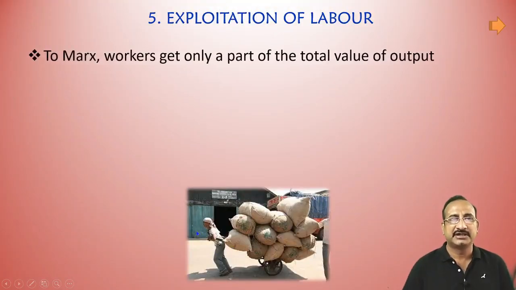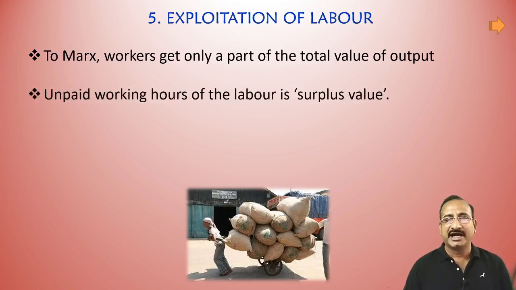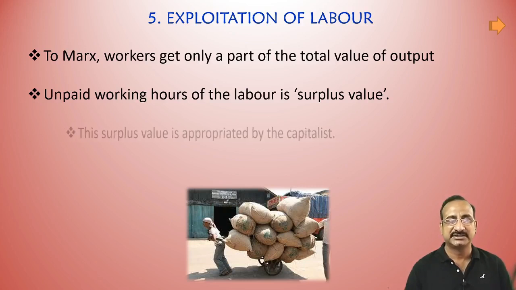According to Karl Marx, workers get only a little part of the total value of production. Labor is capable of producing more value, but what they are actually getting is only a little part. And not only that, the unpaid working hours of the labor is known as surplus value. For paid working hours, they are getting the minimum subsistence wages, but for the unpaid working hours, in spite of producing, they are not paid. That can be treated as the surplus value according to Karl Marx.